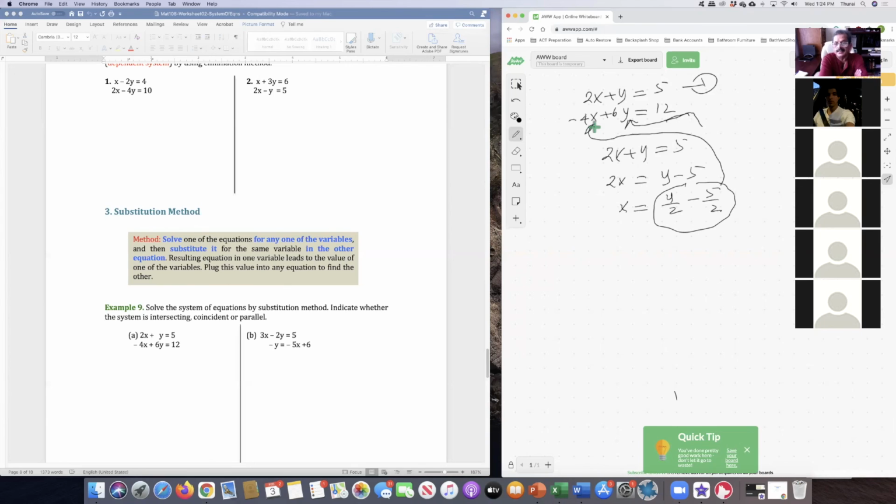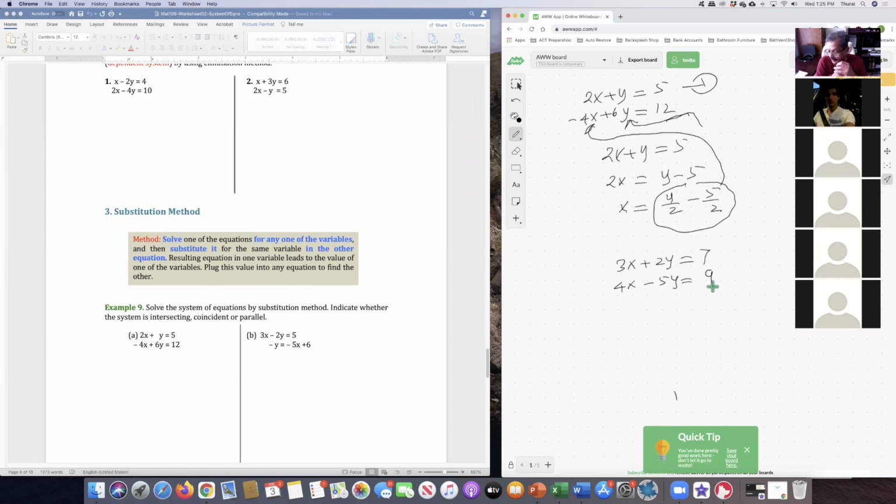So to avoid that, I chose the y. But if there is no other way, then you have to do it. So for example, if it is 3x plus 2y equal to 7 and 4x minus 5y equal to 9, now we have no choice. We have to solve for x or y, one of the equations.